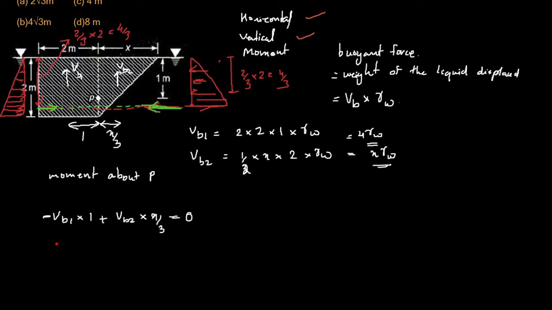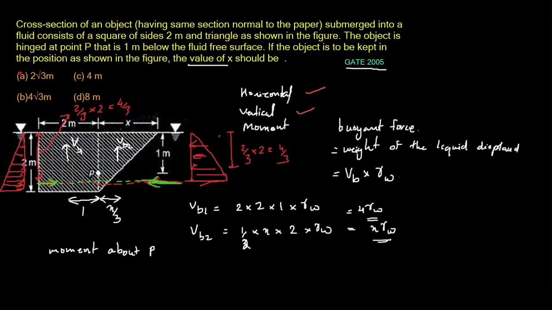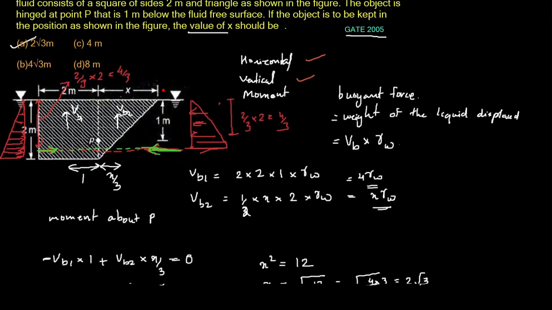Let's substitute. VB1 is minus 4 gamma W plus VB2 is x into gamma W into x by 3. So gamma W can be taken to the other side, so it will be gone. And here we have x square, so we can get x square is equal to 12. And here we can know x equals root of 12. So it will be root of 4 into 3, that is 2 root 3. So we have our answer as 2 root 3, and here we can see 2 root 3 is an option. So this is our answer.